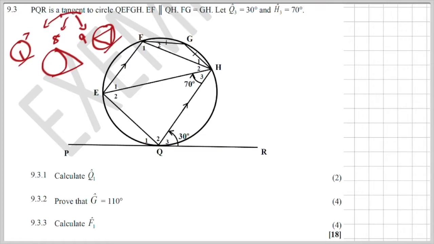Now I know that I don't have a center. I'm looking ahead at the sum. I don't have a center, so theorem 7 is out. I don't have two tangents, so theorem 8 is out. Next up, I'm only left with theorem 9. So in other words, Q3 is equal to angle E2. Also looking at it from P side, I can say that Q1 is equal to H3.